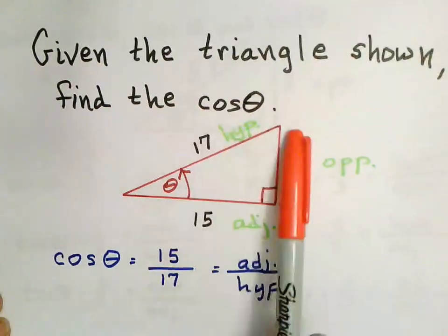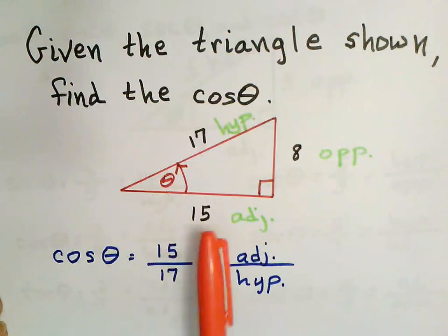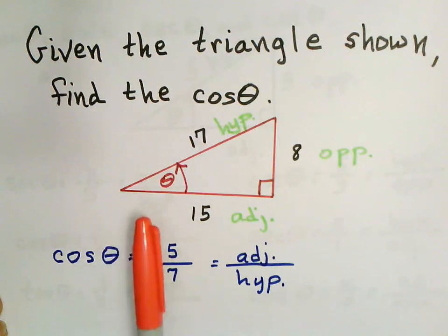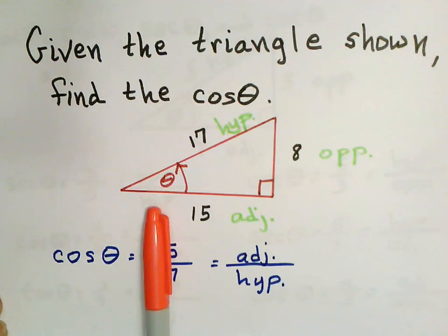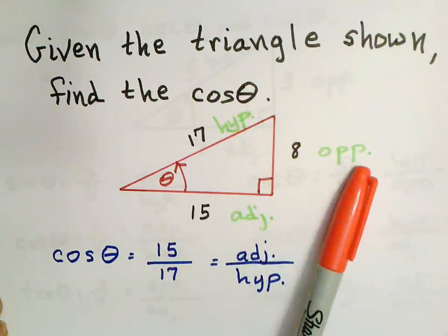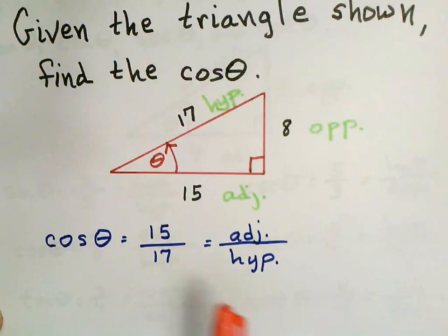Given the triangle shown, find the cosine of theta. Well, here's theta. This side is the adjacent. This side is the hypotenuse. Remember, an acute angle of the right triangle is always made up of the adjacent side and the hypotenuse, and the other side is the opposite. So cosine is going to be adjacent over hypotenuse, which will be 15 over 17.